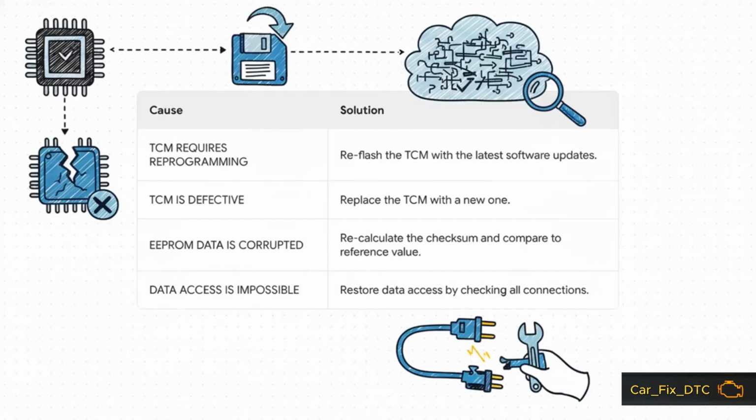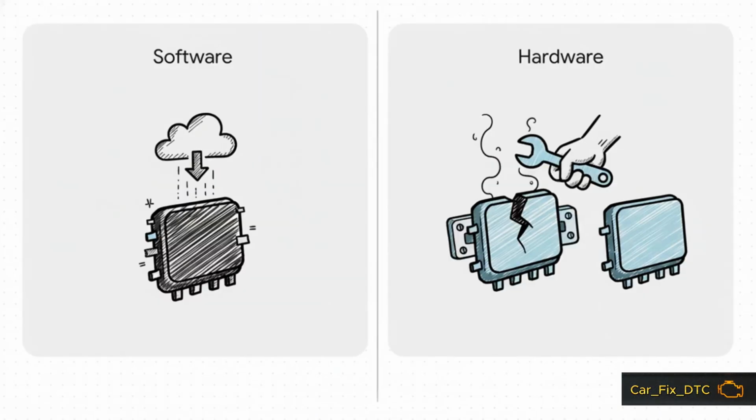The good news is there are a few roads that lead to a solution. As you can see here, we've got 4 main paths to a fix. Your TCM might just need a software update. That's called reprogramming. Or the module itself could be toast, which means a replacement. The data could be corrupted, which needs a diagnostic check. Or, and this is the one you hope for, it could be as simple as a loose connection that's blocking access to the data.